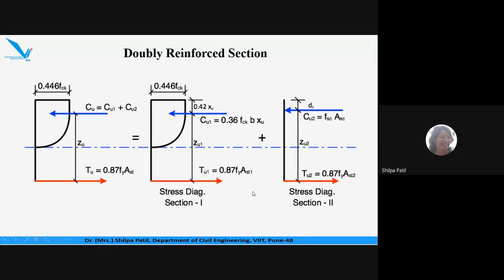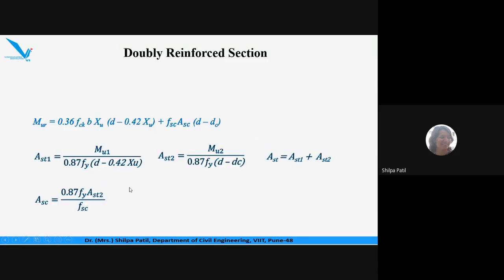Then these are the stress distribution diagrams. This is the overall stress distribution diagram for the doubly reinforced section, and these are the stress distribution diagrams corresponding to section 1 and section 2. How we get the total force of compression, CU and PU, we learned yesterday. We also learned all these derivations: the XU formula, how we arrive at it, then the MUR formula, AST, the total area of steel in the tension zone, AST1, AST2, and finally the total area of steel in the compression zone. Just to recall yesterday's concept, I have included these formulas.